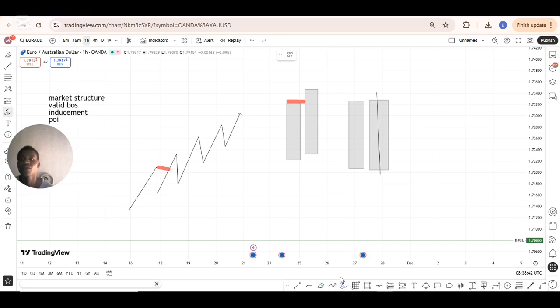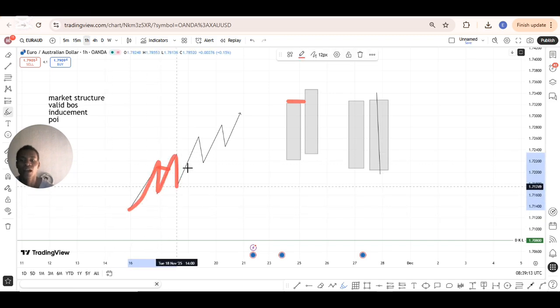We are now looking at where our inducement could be. Now I'm going to be giving you guys the first scenario, the first entry criteria. Then in the next video I'm going to be explaining fully how to spot more refined entries. In this video I'm just breaking down how to enter and how to find your market structure, valid BOS, inducement and POI.